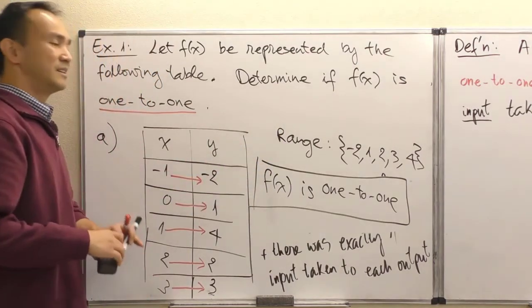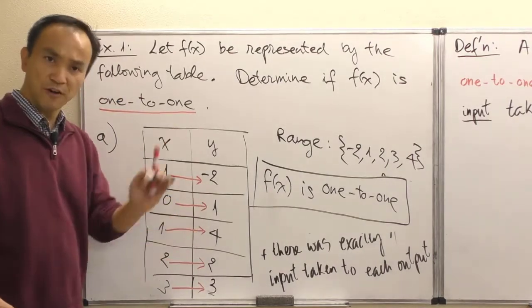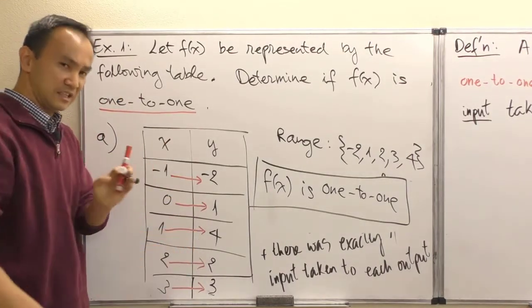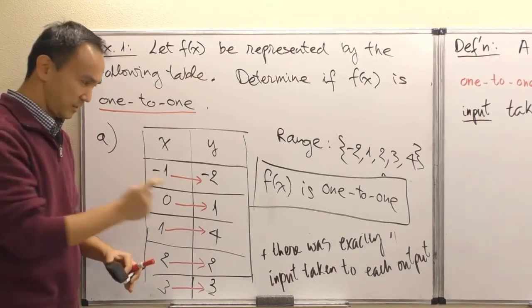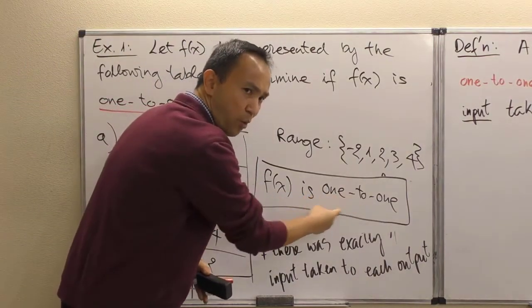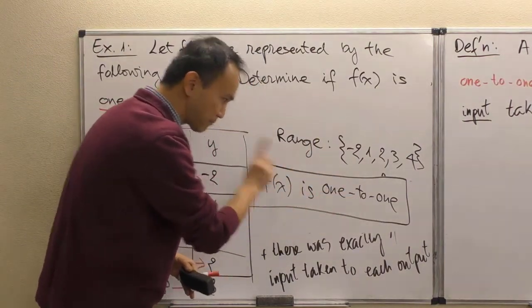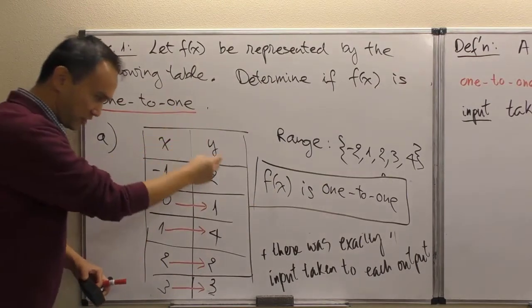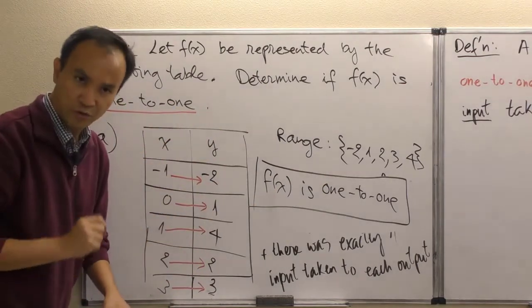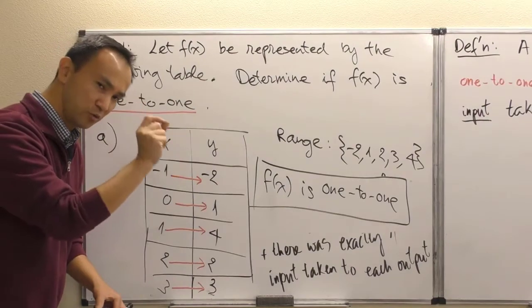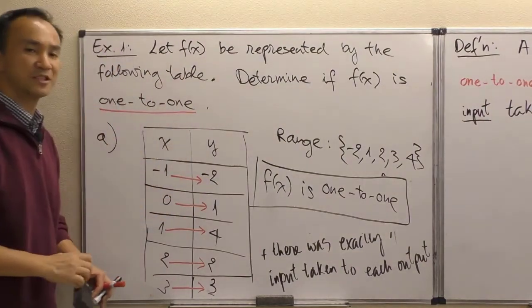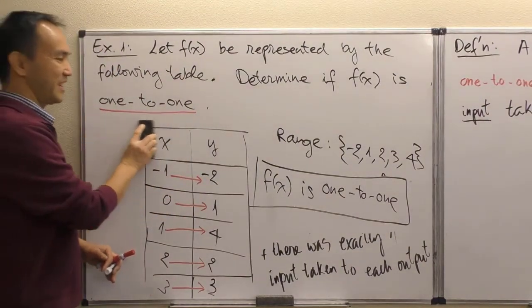All right, now that's enough talking. Let's move on to part B right here. So again, remember, most importantly, the idea is in order to say one-to-one, in order to say you met that property, you got to check through every output to ensure it's satisfied there was only one input taken to that output. All right, now we are ready for part B.